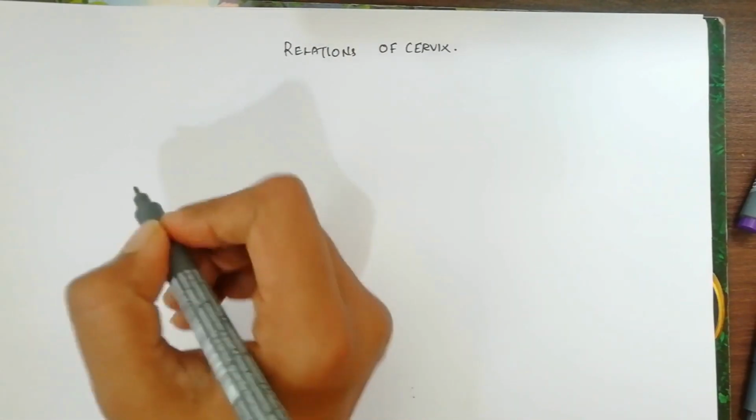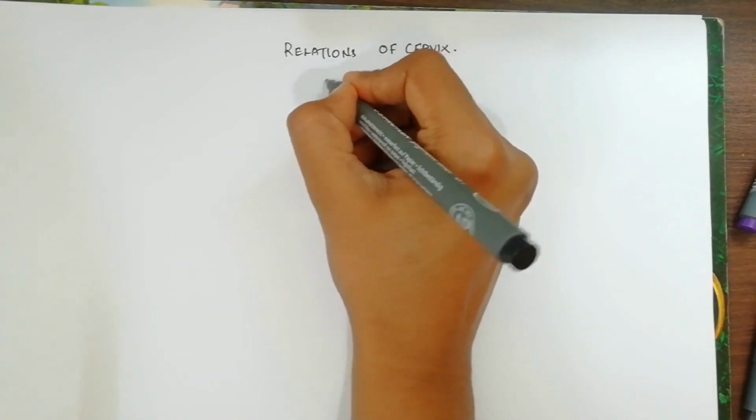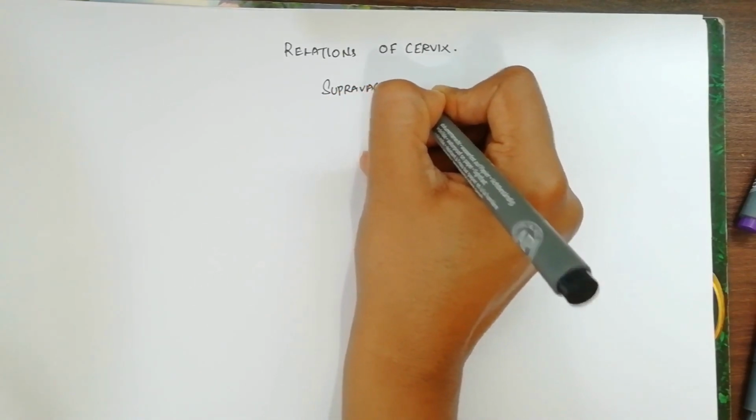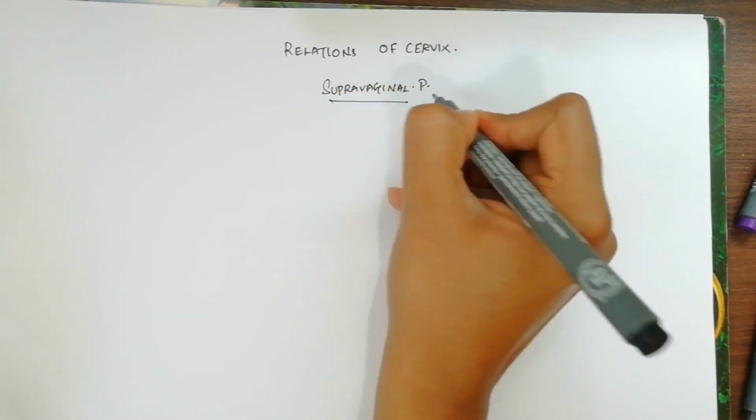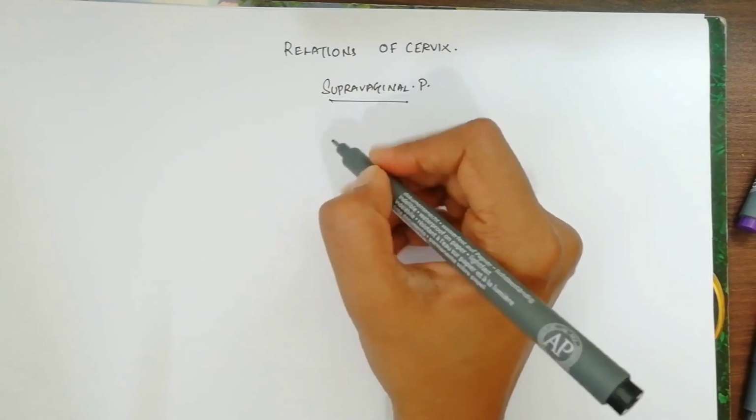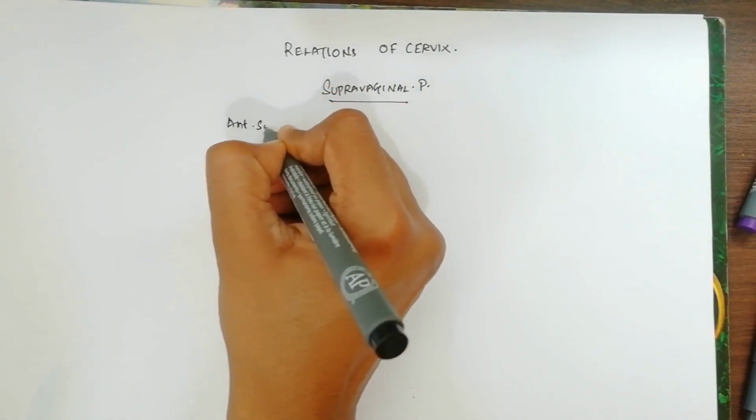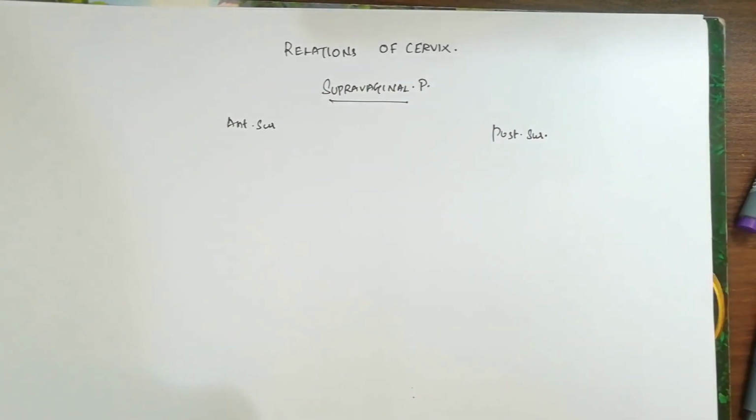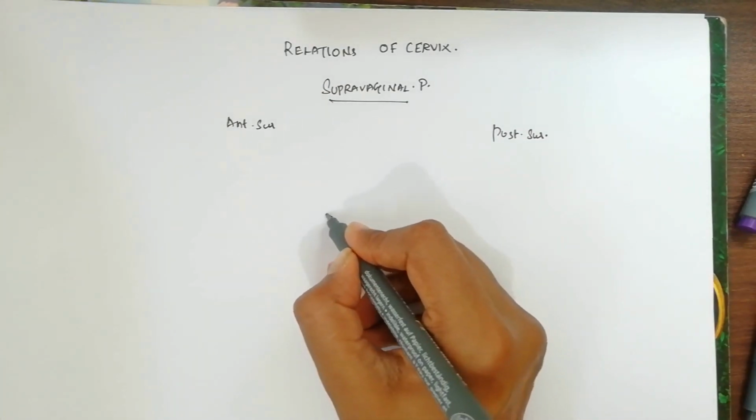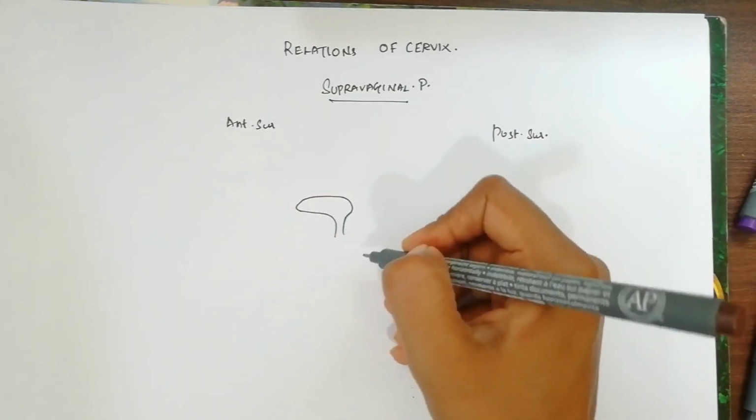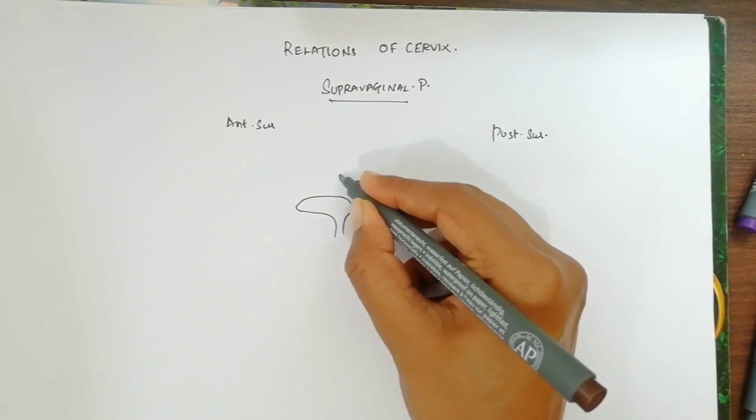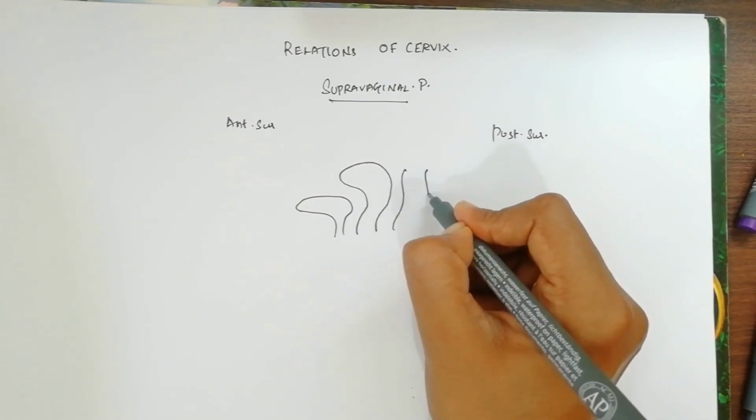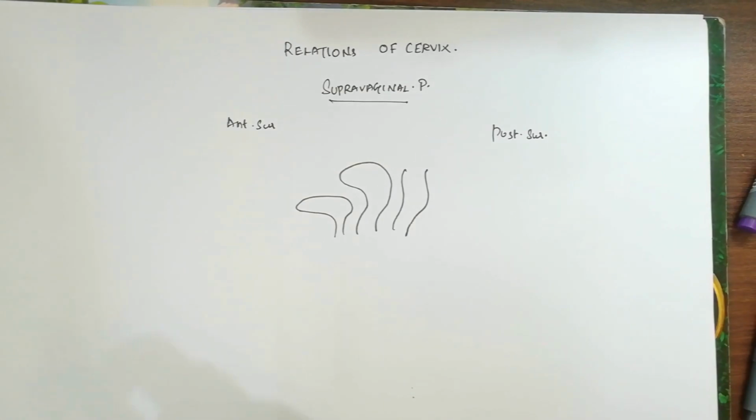First we are going to deal with the supravaginal part. We are going to see only the supravaginal part of the cervix. To talk about the supravaginal part, we have an anterior surface and a posterior surface. Here we are taking a sagittal section with the urinary bladder, then the uterus, and then the rectum. So we will have structures like this.